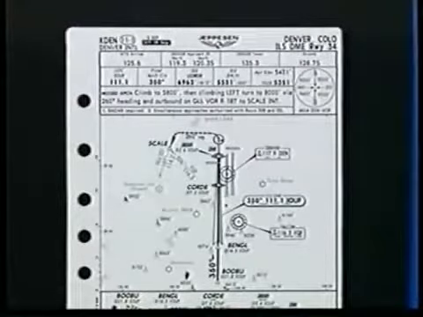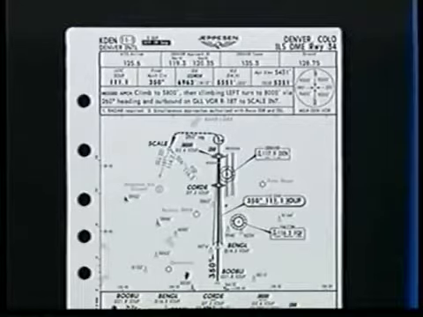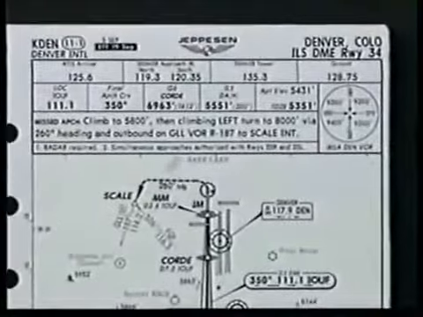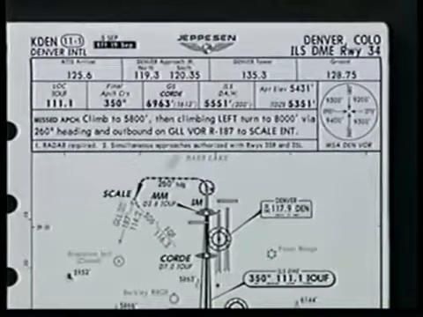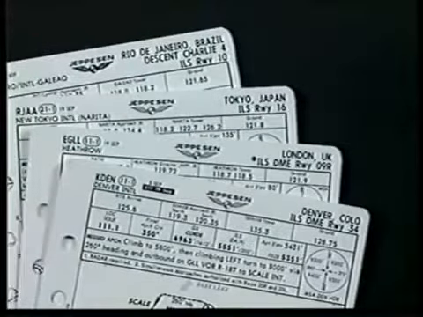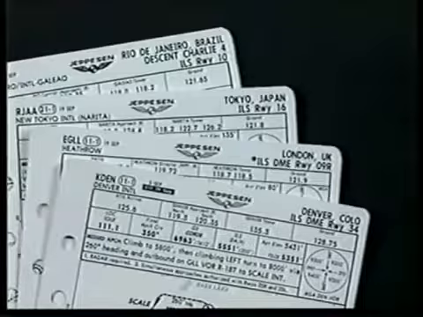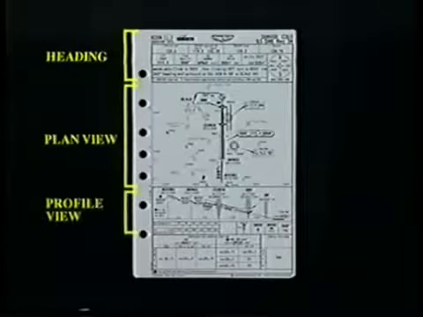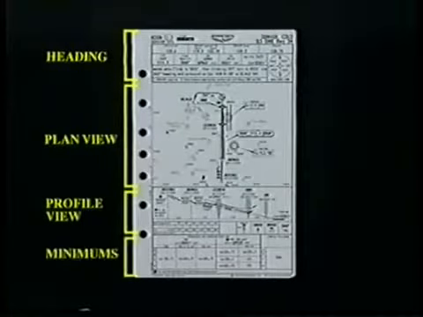Now that we have completed our review of Jeppesen's original approach chart format, let's take a look at the new approach chart format based on the briefing strip concept. Eventually, all Jeppesen approach and airport charts worldwide will be converted to the new format. The general layout of the new approach chart format includes the following sections: Heading, Plan View, Profile View, and minimums.